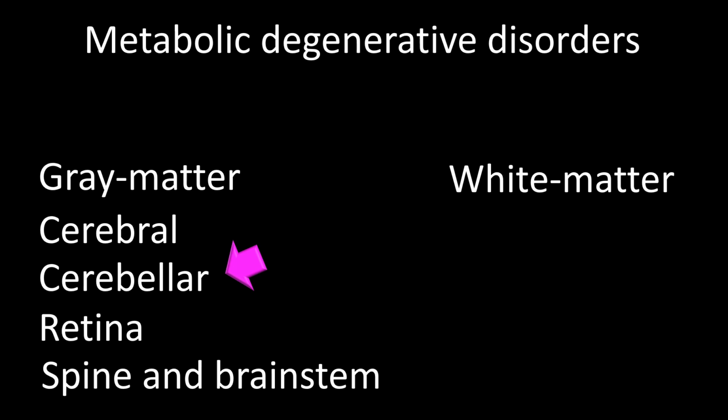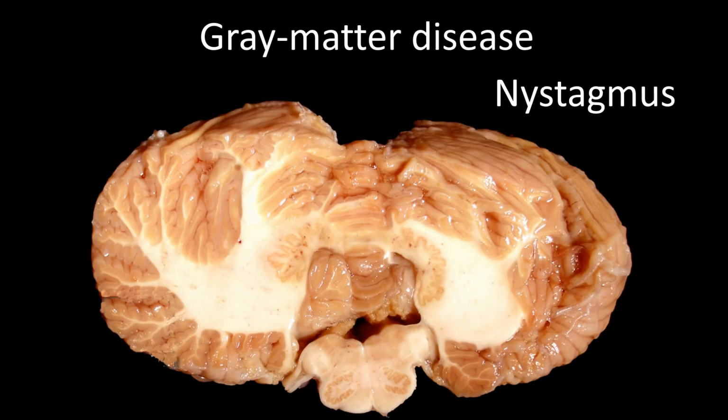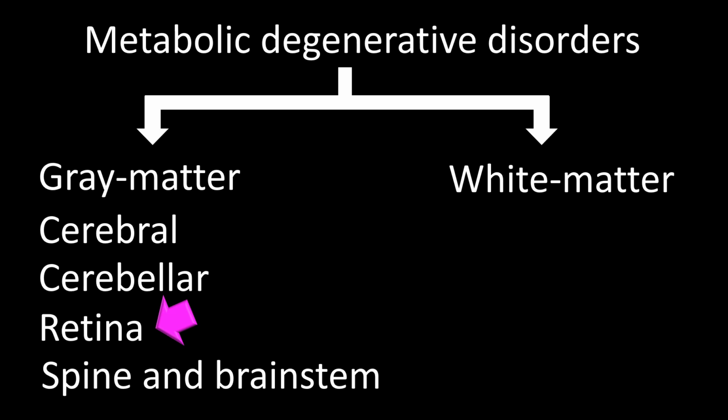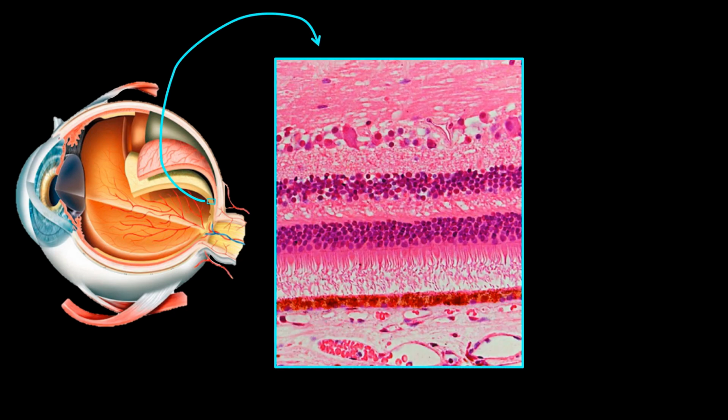Gray matter cerebellar findings produced by metabolic degenerative disorders can affect the cortex or deep nuclei. They manifest by nystagmus and ataxia. The third site of frequent gray matter involvement in patients with metabolic degenerative disorders is the retina. This is a representation of a dissected eye. Now I have placed a little rectangle in the retina, which I have now enlarged.